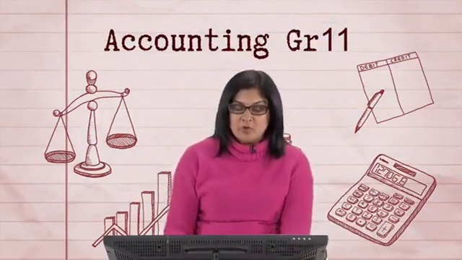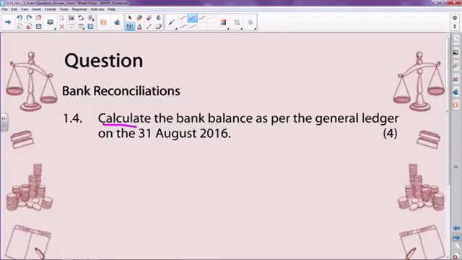Welcome back, guys. Right, let's move on with our revision. 1.4 wants us to calculate the bank balance as per the general ledger on the 31st of August 2016. Right, 4 marks for this particular question. So let's show a bit of calculation so that if we make a mistake, you can obviously get some part marks. Okay, so let's go for it.